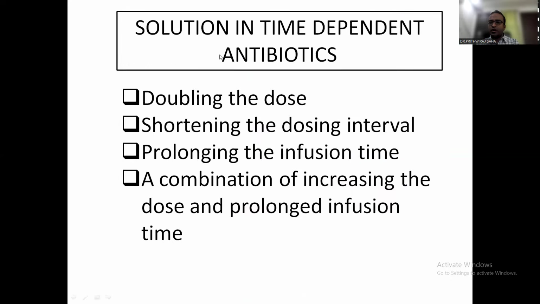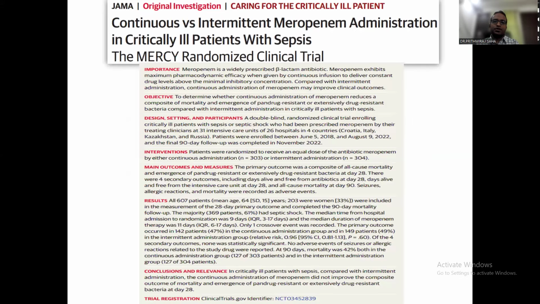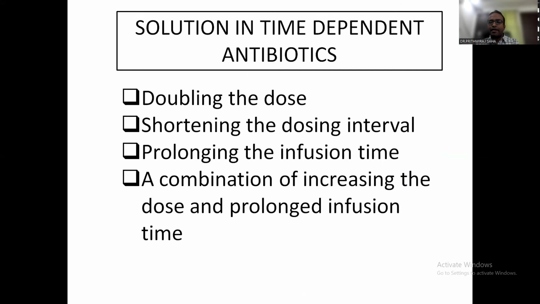So the solution in time dependent antibiotics: double the dose, shorten the dosing interval, prolong the infusion time, and a combination of increasing the dose and prolonged infusion, if it can be done, is the best option. So we will be coming to this trial, the MERCY and BLING 3 trial, in the subsequent discussion.